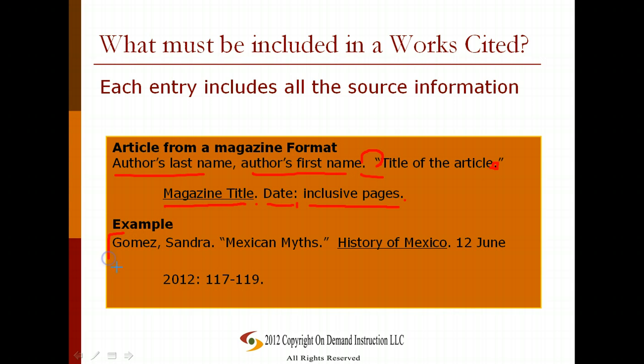We have here Gomez, which is the last name, comma, Sandra, first name, period. "Mexican Myths," notice it's in quotation marks, and the period is inside of those quotation marks. History of Mexico is underlined, followed by a period. That's the name of the magazine. The date is written 12 June 2012, followed by a colon, and the inclusive pages listed out and ended with a period. This is the way that the magazine format would be used.